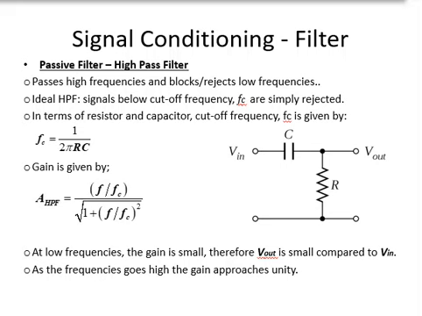At low frequency, the gain is small. Therefore, V out is small compared to V in. As the frequency goes high, the gain approaches unity.